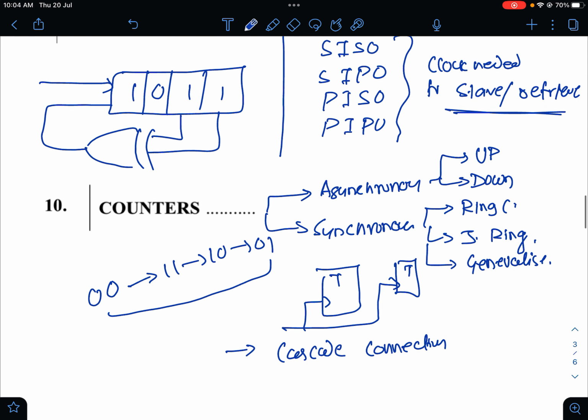So these are the 3 broad categories, students. In the asynchronous counter, you have to identify the pattern of the counter based on the circuit diagram. In the synchronous counter, you have the ring counter, Johnson ring counter, and generalized counters. Most of the time questions are based on the generalized counter. Here again there are 2 models: one is, based on a counting pattern, you have to design the circuit; the second is, based on the given circuit, you have to find the counting pattern. And the other one is the cascade connection of various counters.